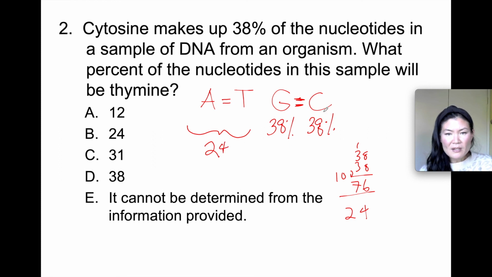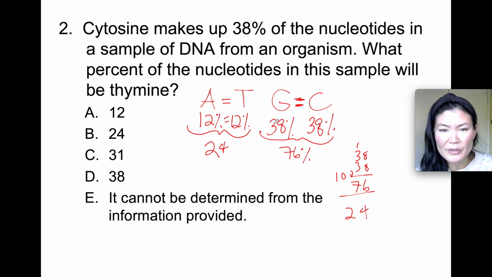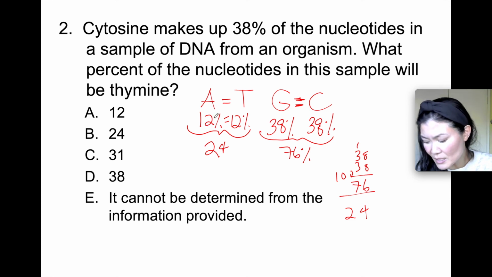So 38 guanine and 38 cytosine is 76% total, whereas the rest of DNA is the adenine and thymine. The rest of DNA is going to be 24%. So what does that make adenine and thymine? 12 and 12. Okay, I hope you understood what I just did there. If cytosine is only 38%, it pairs up with guanine, which is also equal to 38%. The rest of the DNA molecule is adenines and thymines, okay?